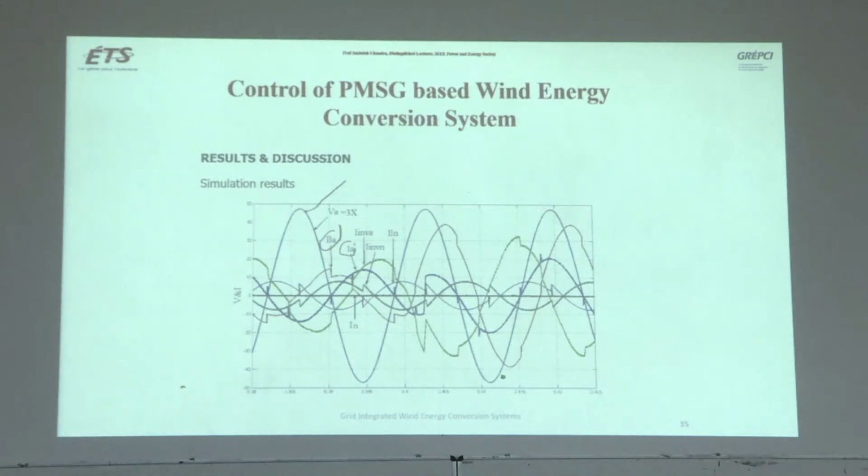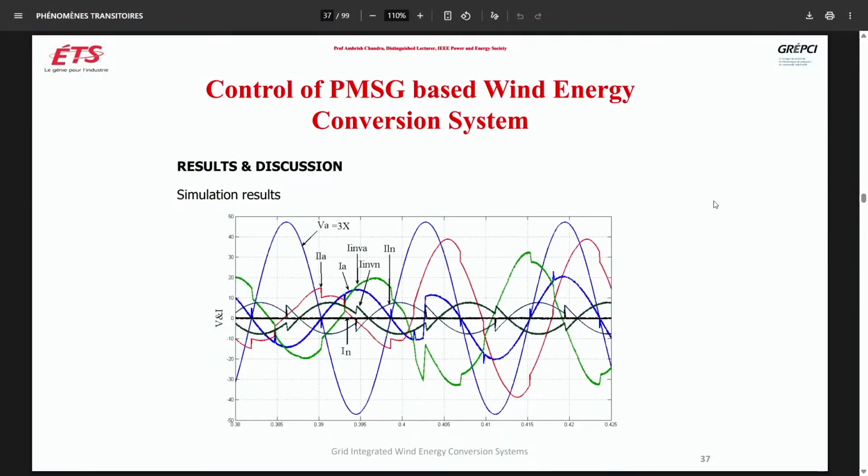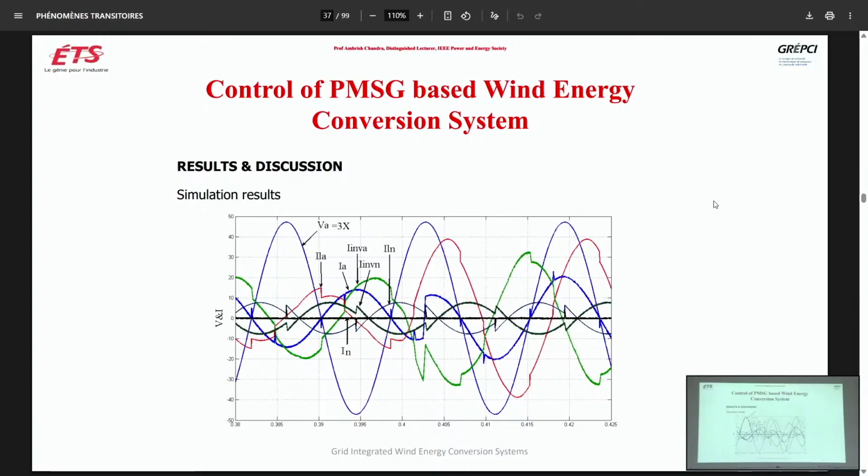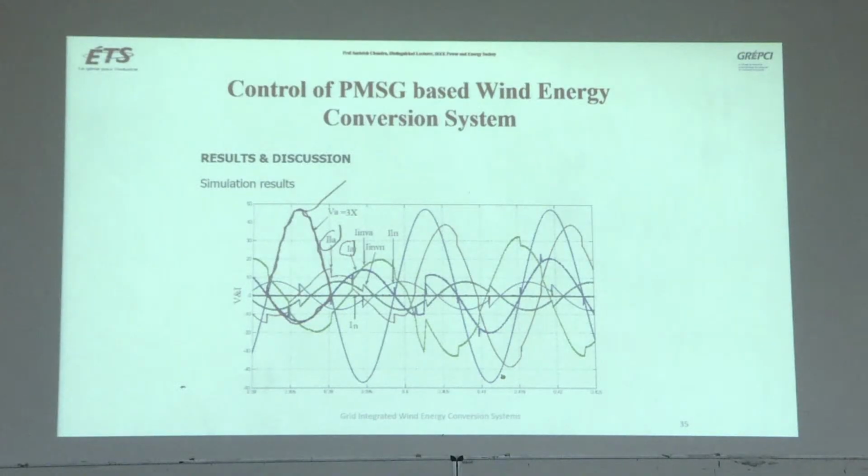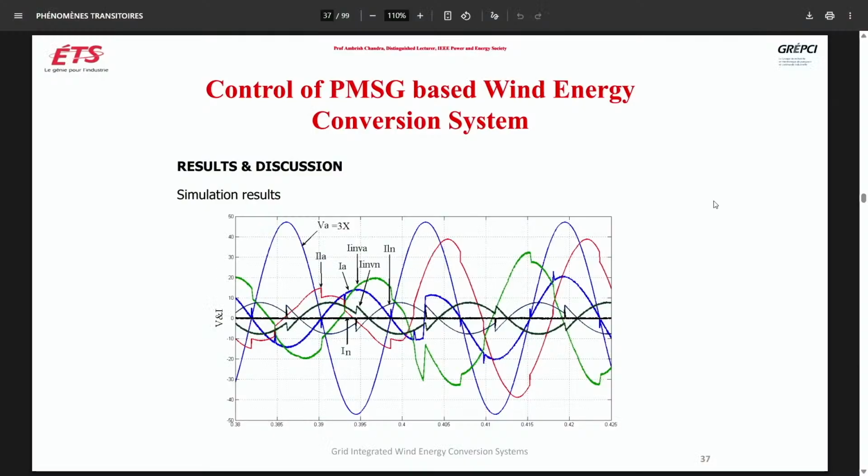And you see IA is the grid current, blue. So you see this current is in phase opposition to the grid voltage. It means it is not a load, it is the current power generated and pushed into the grid. Okay, and this is the load current, and inverter current, you see the green is the inverter current.